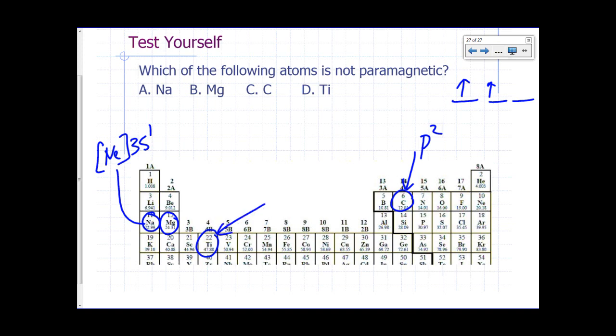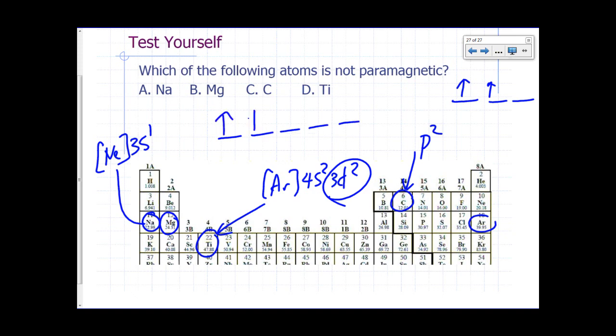Titanium, okay, that's an argon core, 4s2, 3d2. Okay, that d2 is partially filled. If you remember, d orbitals can accommodate up to 10. So there are many different ways of distributing those 2 electrons in the d subshell. So that's also partially filled. So sodium's paramagnetic, carbon's paramagnetic, titanium's paramagnetic. The correct answer is magnesium.